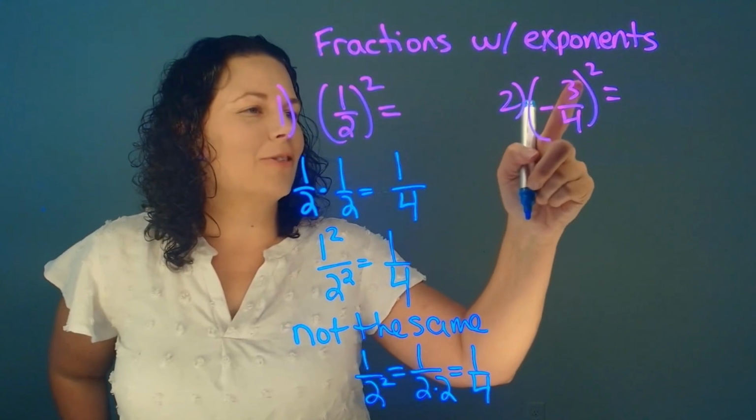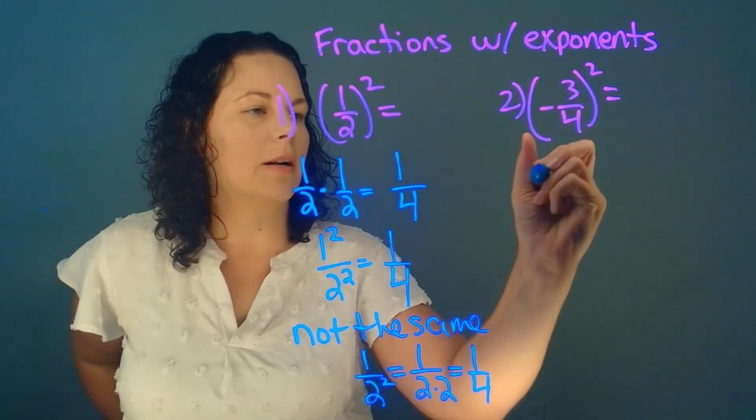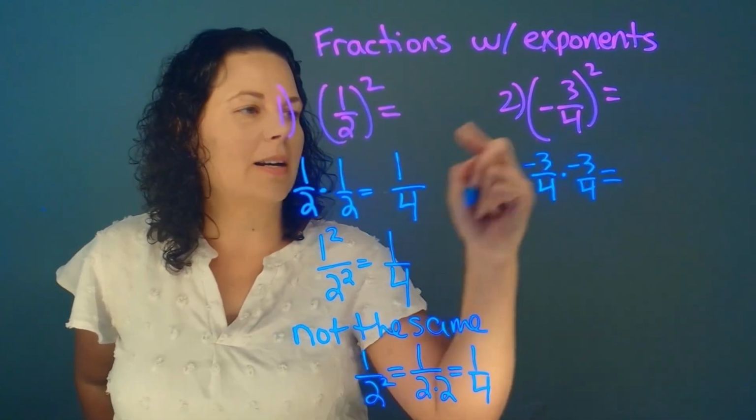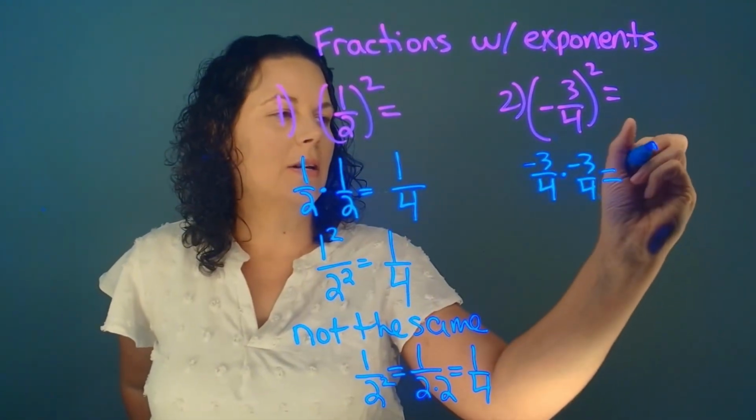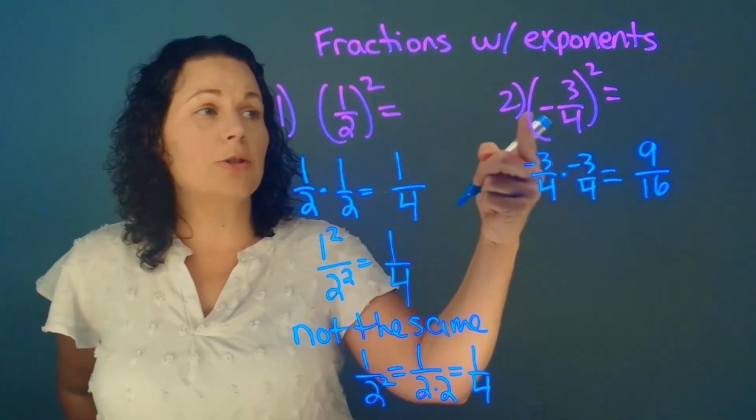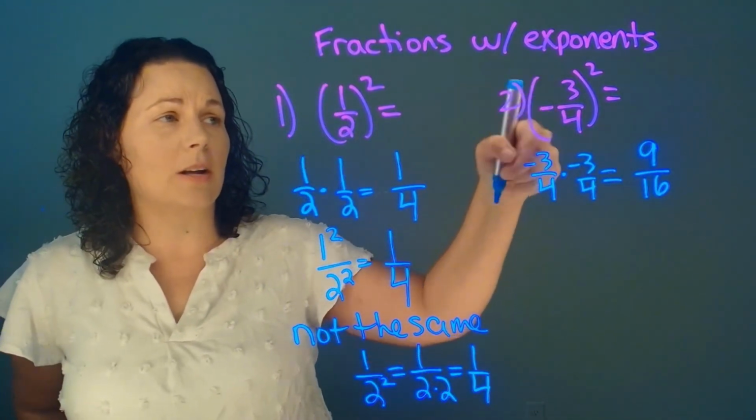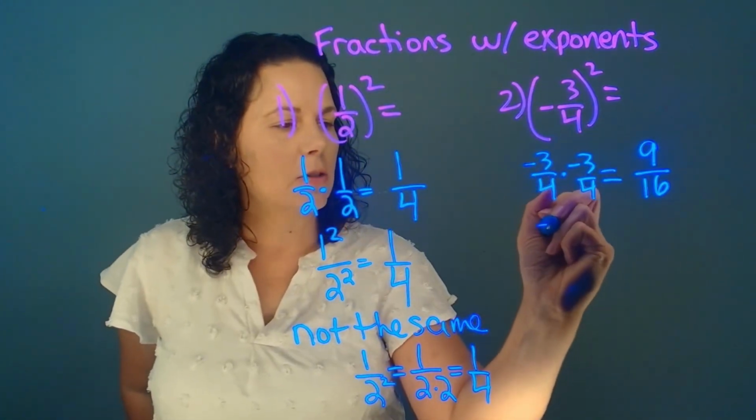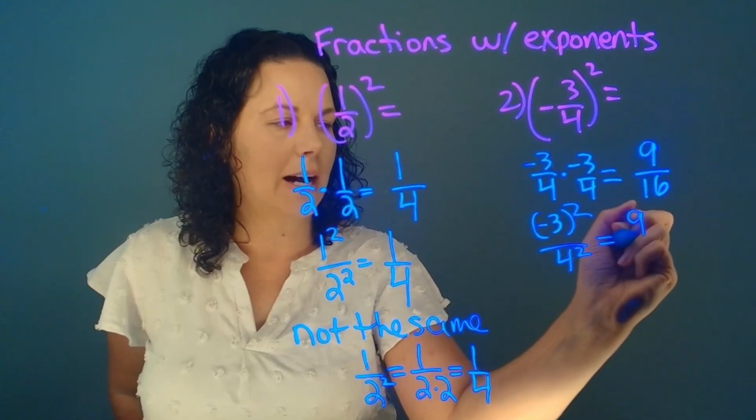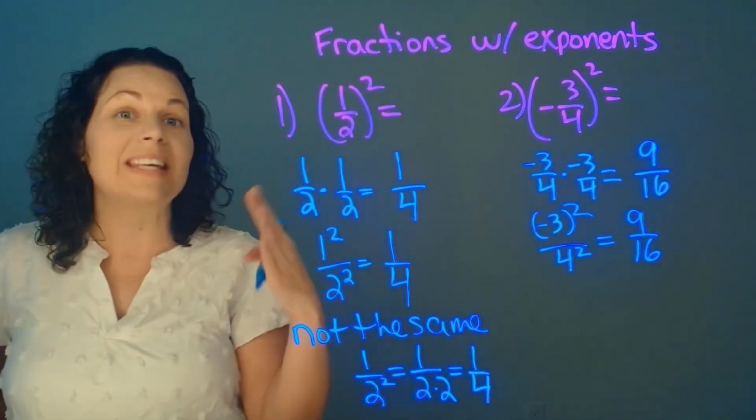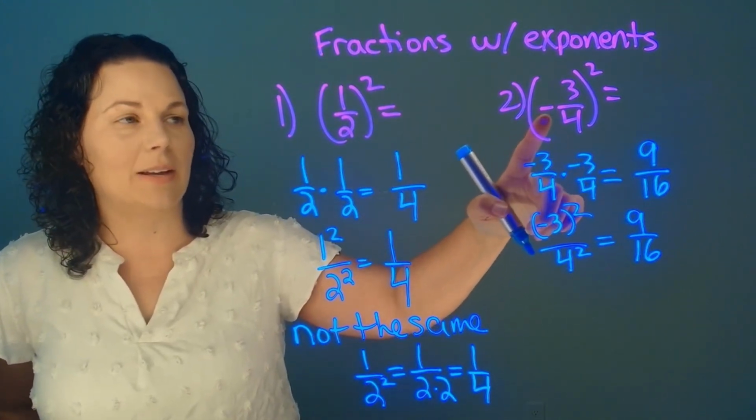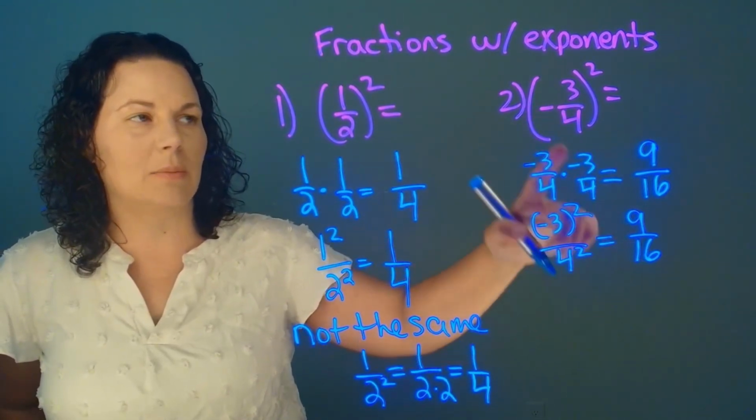All right, negative 3/4, the whole thing squared. Negative 3/4 times negative 3/4. A negative times a negative gives me a positive. 3 times 3 is 9. 4 times 4 is 16. You can also think about that like a 3 squared and a 4 squared. Just be careful with the negative. So negative 3 squared, 4 squared still gives you 9 over 16. Both pieces get squared, the 3 and the 4. Just make sure you're careful with this negative, okay? A negative number squared is a positive number.